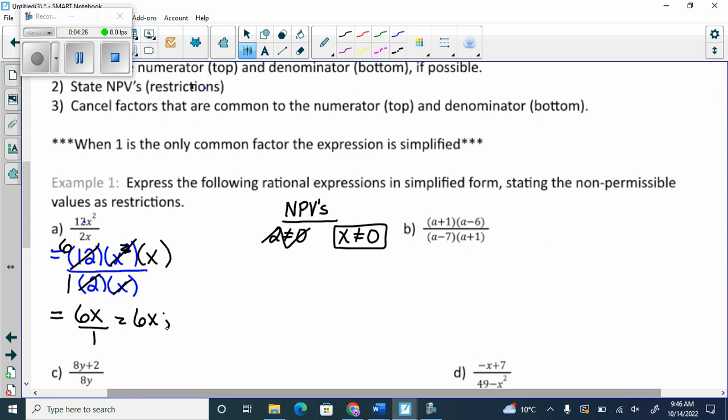And then I follow behind with my non-permissible value or my restriction. X can't equal 0. And then I box it. So that's if it's monomials. If you ever have a monomial in the numerator or a monomial in the denominator, and a monomial means no plus or minus signs, you just bracket everything separately. Okay? So we'll come back to B in a second. We're going to look at C.